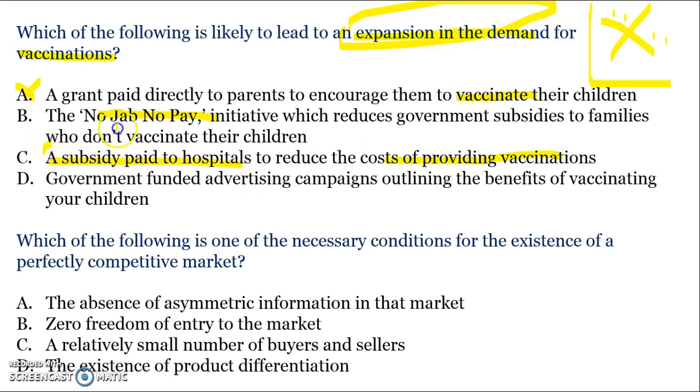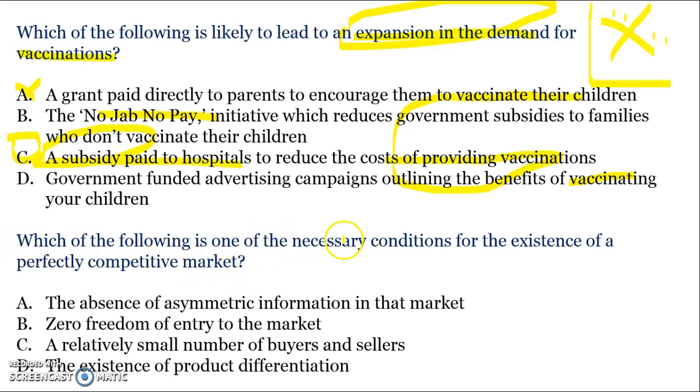That's going to be something that affects their cost of production, and therefore that would lower the price of vaccinations and would lead to the supply curve shifting to the right. That's what's going to cause the expansion in demand because prices would go down. Government funding advertising campaigns outlining the benefits of vaccinations. Again, that's going to increase the demand for vaccinations and lead to a higher price. The correct answer is therefore C, because that's the only one that leads to a lower price.